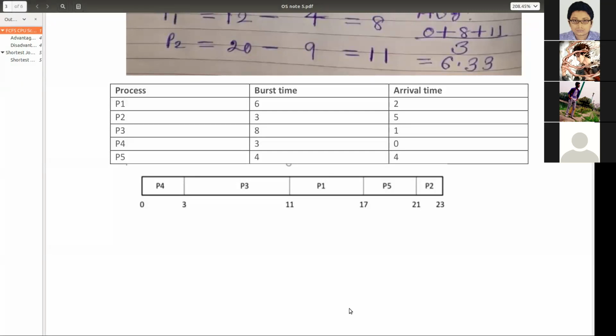Next is process P1, because the arrival time of process P1 is 2. So process P1, if you see, its burst time is 6. So 11 plus 6, it will be 17, right? Next, after that, you see the arrival time of process P5 is 4. Here 3 is missing, no 3. So at time instant 3, no process has arrived.